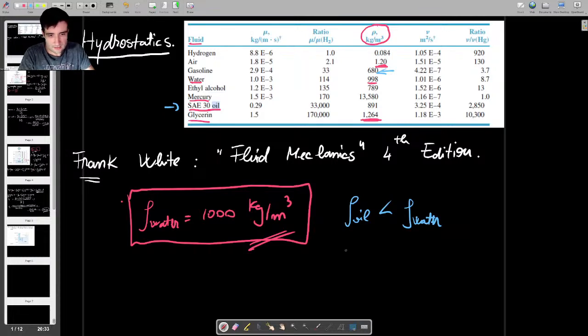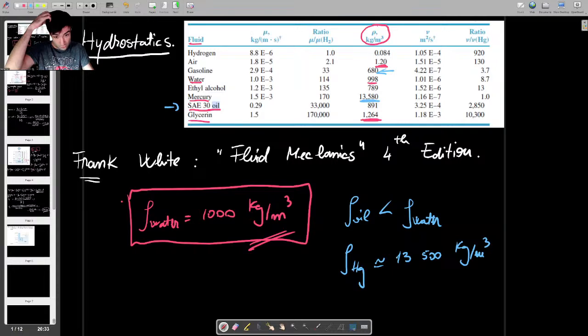Also, mercury is quite prevalent, and this is a density that I do remember. I know it off the top of my head. I would say it's about 13,500 or 600 kilograms per meter cubed. Again, you don't have to remember it. It should normally be given to you, but what you should know at least about mercury is that it's much heavier than water. The density of water is 1,000, that of mercury is almost 14 times higher. And that's basically it.